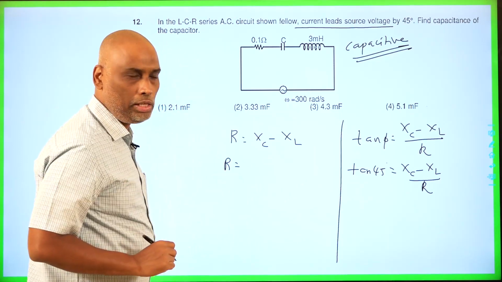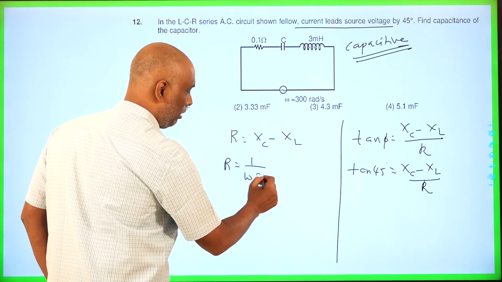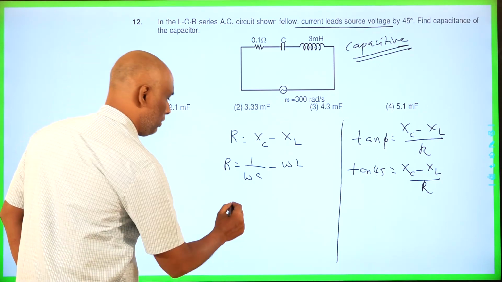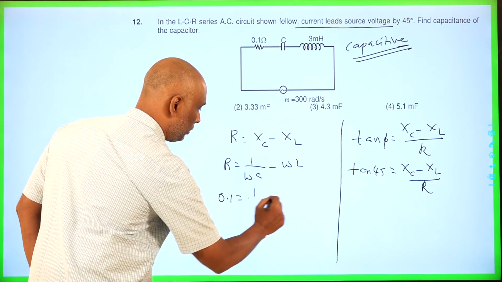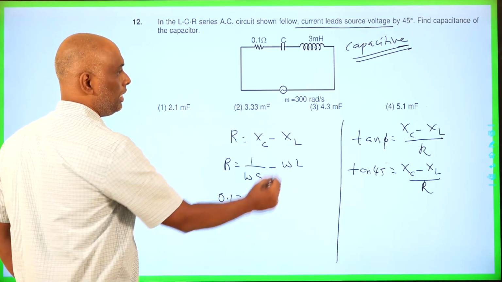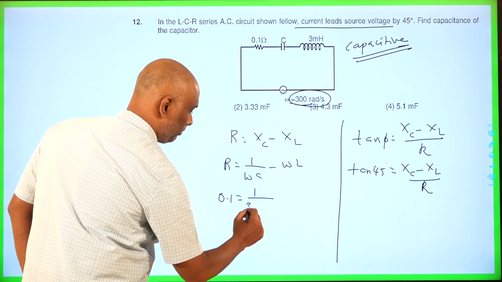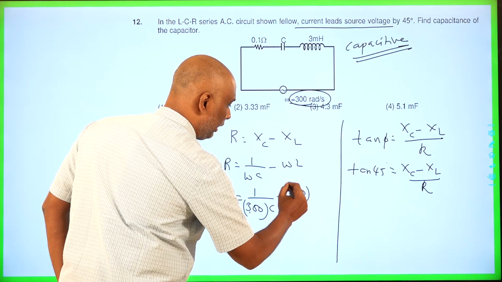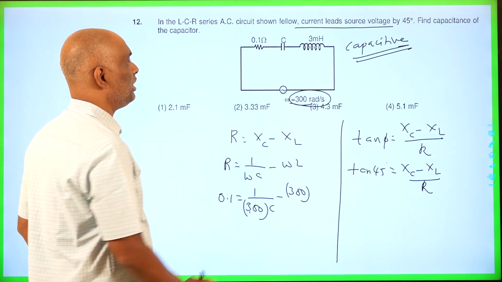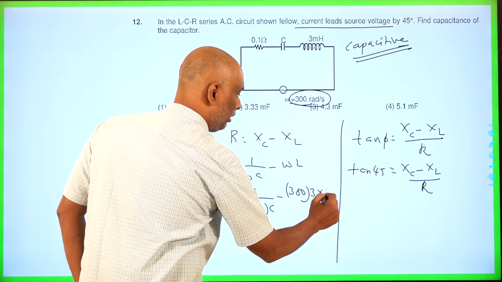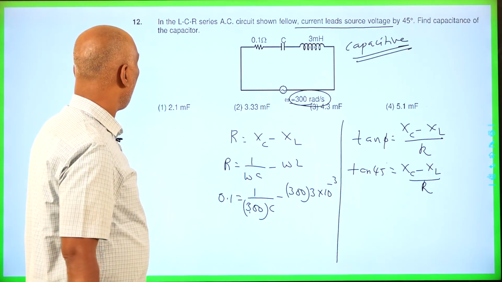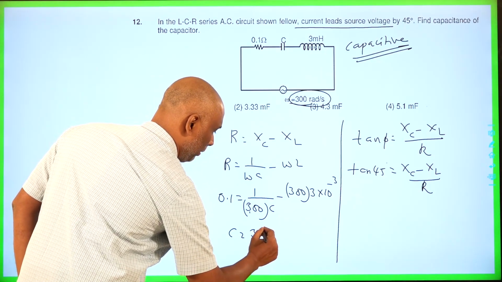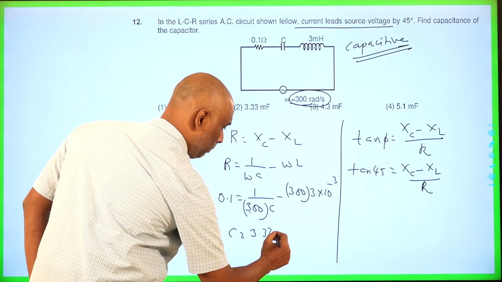R is equal to, XC is nothing but 1 divided by omega C, minus omega L. According to the question, the value of R is given as 0.1 ohm, which equals 1 divided by omega, given as 300 radian per second, into C, minus 300 into L. The value of inductance is given as 3 millihenry, 3 into 10 to the power of minus 3. Now, on simplification, we get C equals 3.33 millifarad.